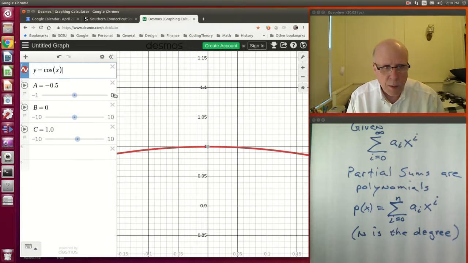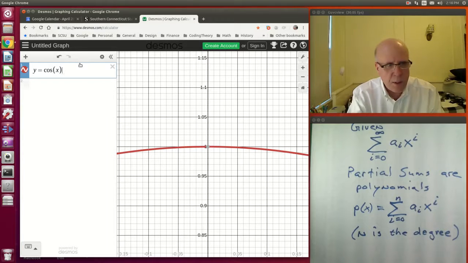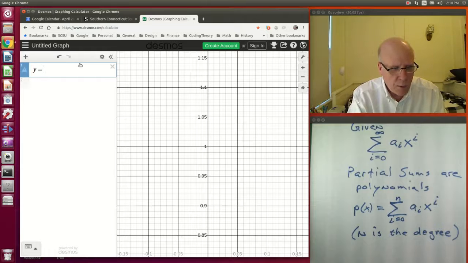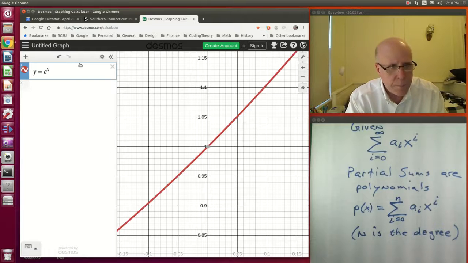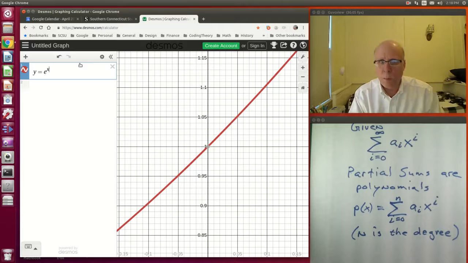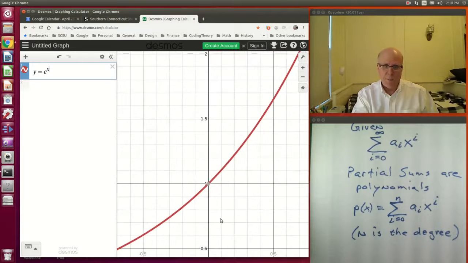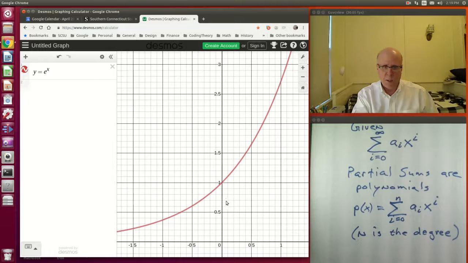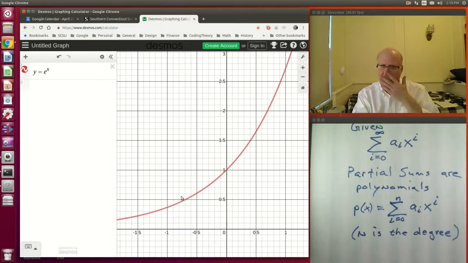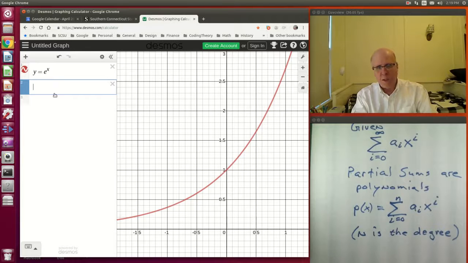Let me kill off all the work we just did and replace this function cosine of x with e to the x. Oh wow, I'm pretty zoomed in, aren't I? Not that far zoomed in, but okay, so now that looks more like e to the x. Okay, now I'm going to plot for you a succession of better and better approximators to this.